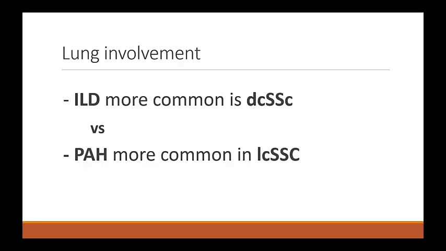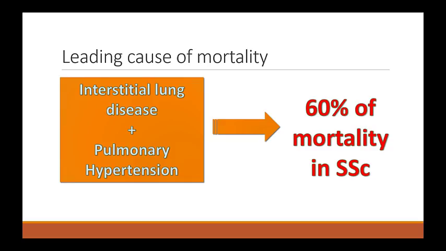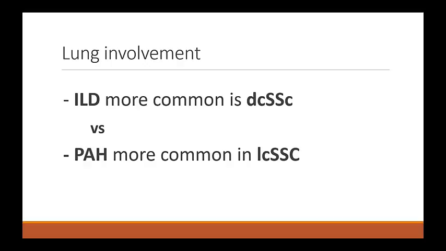And just to emphasize this again, ILD is seen more with diffuse disease, and pulmonary hypertension is seen more with limited disease. So, that being said, nothing's exclusive to any one disease. And you can see all of the above mentioned manifestations in any of the spectrums of disease. So you can see all of them in either the diffuse form, the limited form, and even the SNA.